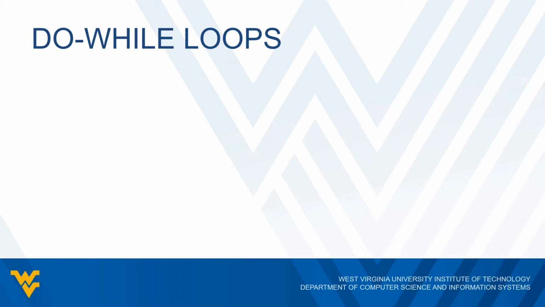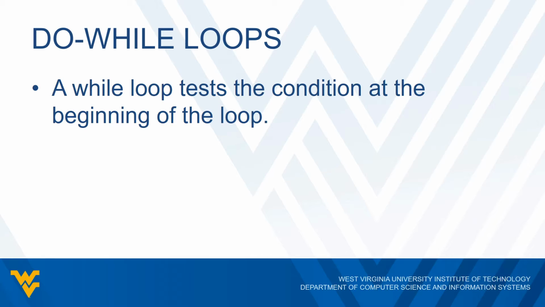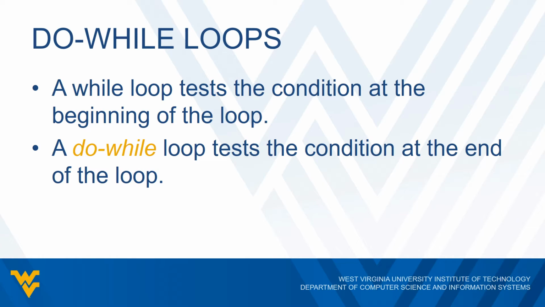We'll now take a look at a different type of while loop. So the while loop we have been talking about so far tests our condition at the very beginning of the loop. So before we even take a look at any of the lines associated with the loop, we have to check to make sure that our condition is true. Another type of loop we can have is called a do while loop. And the difference here is that we test our condition at the end of the loop instead of the beginning.